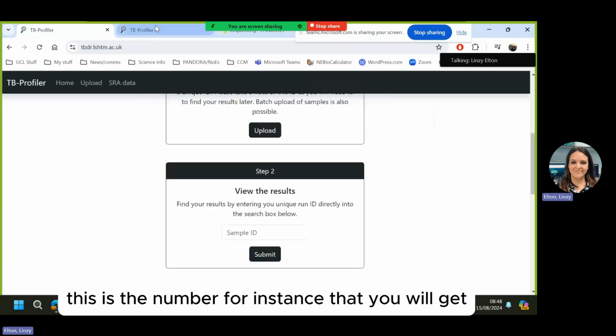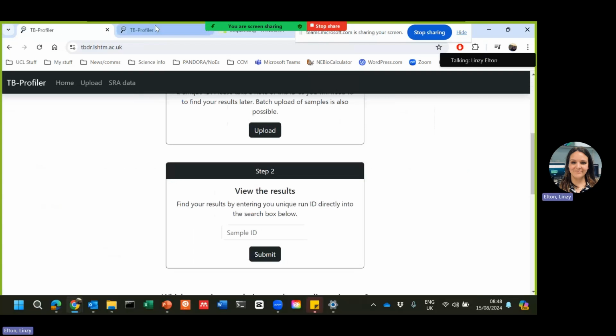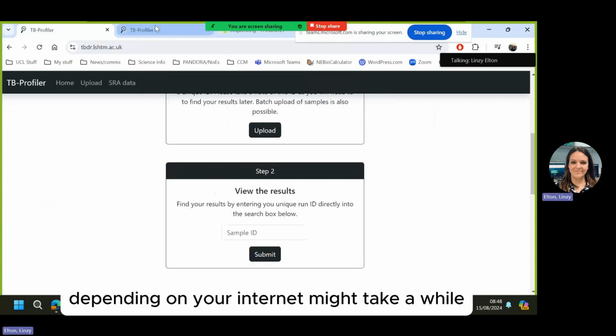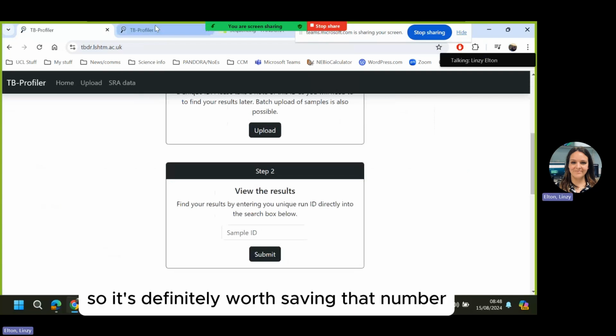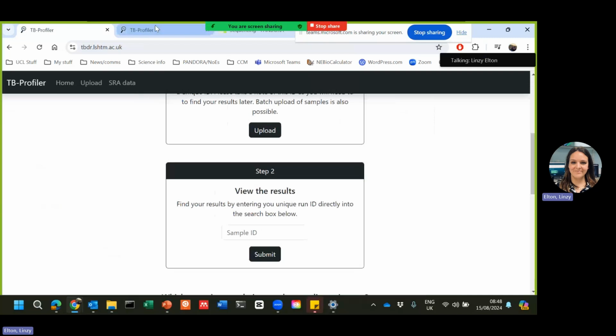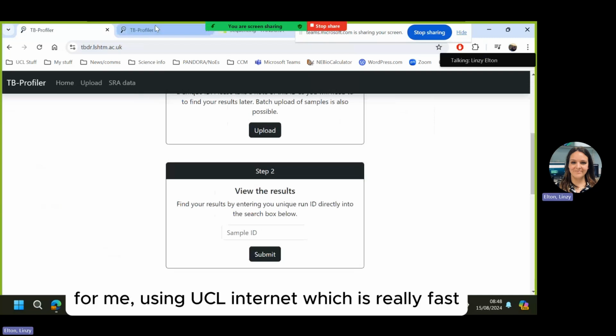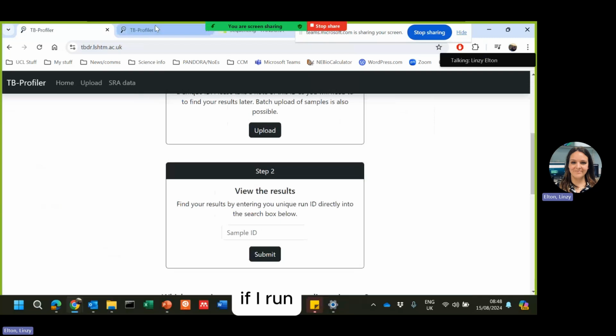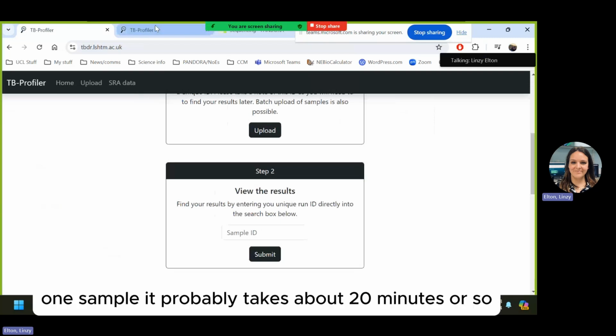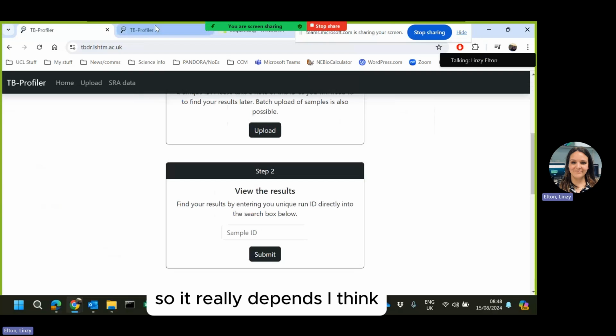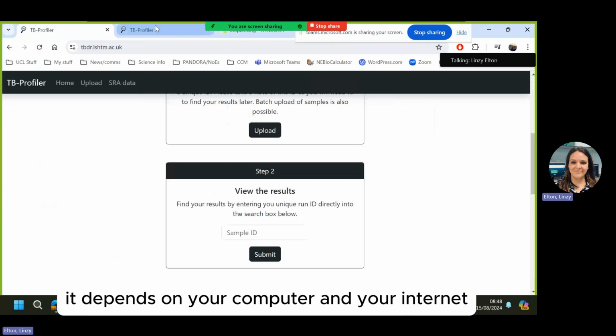So this is the number, for instance, that you will get. TB Profiler, depending on your internet, might take a while, so it's definitely worth saving that number and maybe coming back to it later. For me, we're using UCL internet, which is really fast. If I run one sample, it probably takes about 20 minutes or so. So it really depends, I think, because it's a browser-based thing. It depends on your computer and your internet.